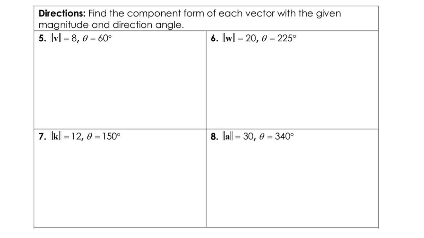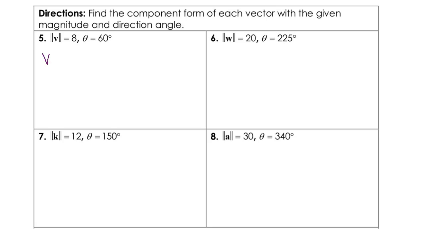Okay, for our next set, we need to find the component forms of each vector with the given magnitude and direction angle. So notice that we're going backwards now. Instead of looking at our magnitude and direction angle, trying to find those, that's what we're given, and we're going back to find your actual component form.